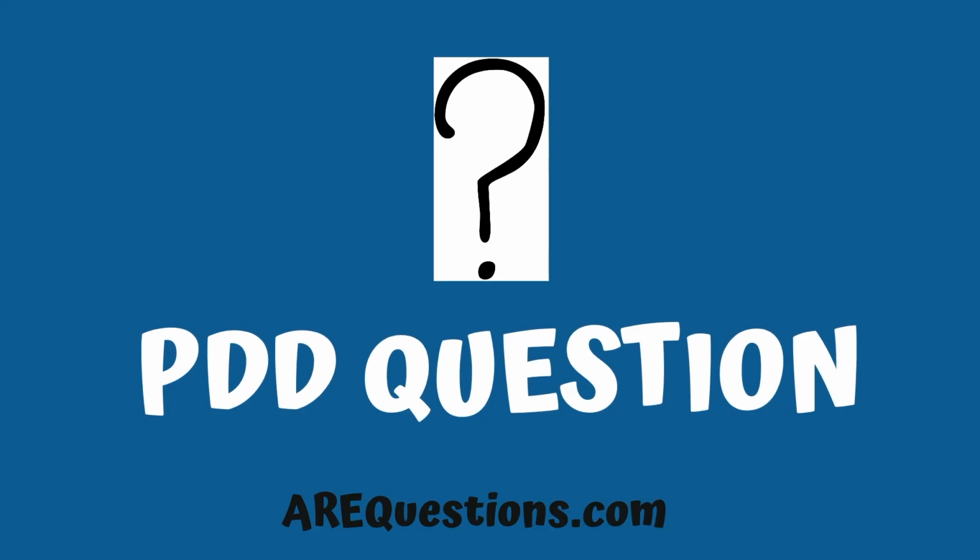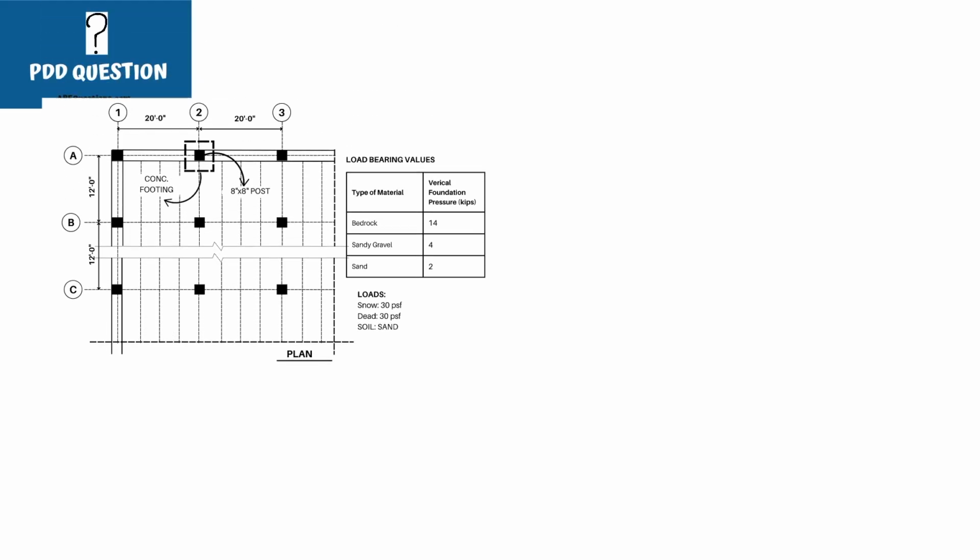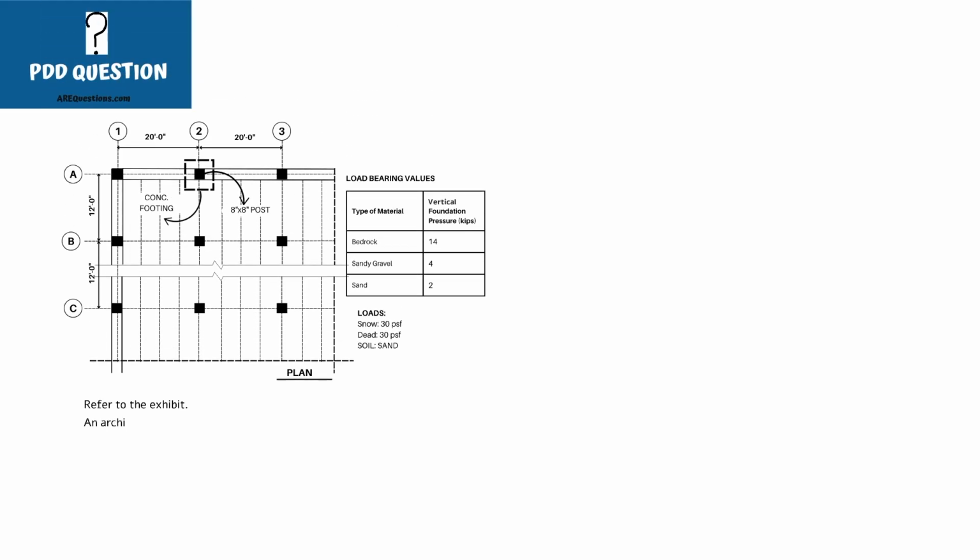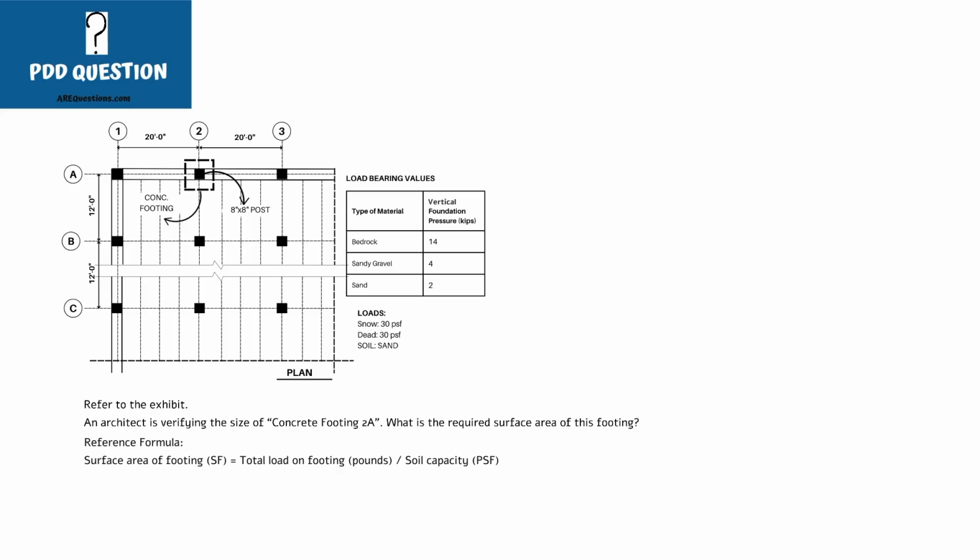Today I prepared a brand new PDD question for you. An architect is verifying the size of concrete footing 2A. What is the required surface area of this footing? Reference formula is surface area of footing equals total load on footing divided by soil capacity.